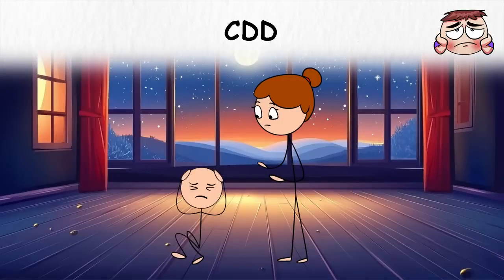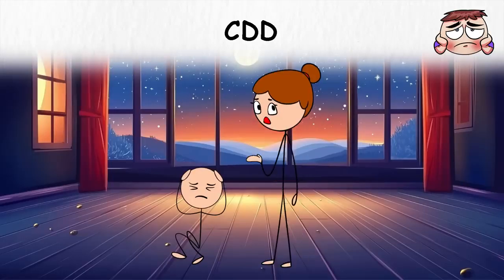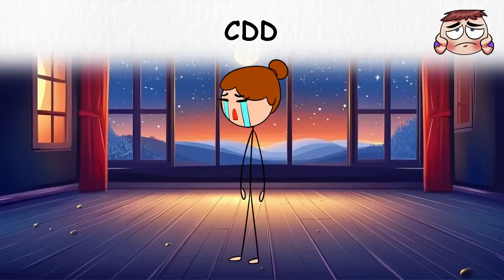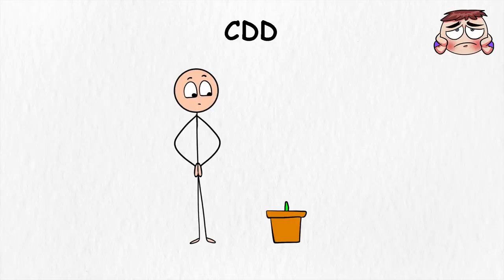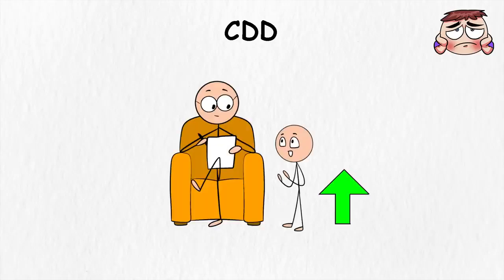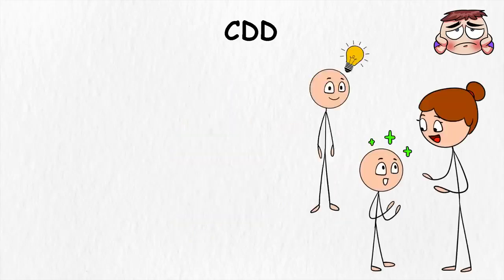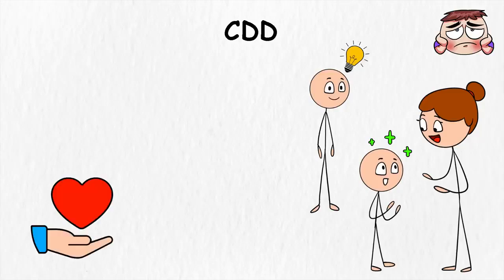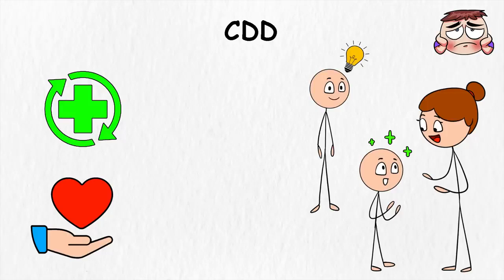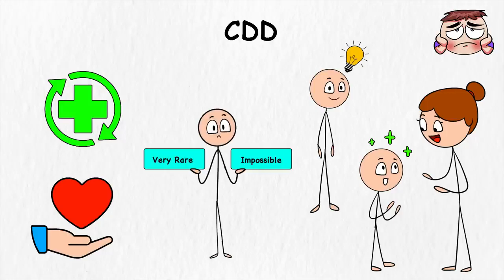Watching a child with CDD lose their abilities is often described by parents as feeling like their child has disappeared. It's a profoundly traumatic experience. It's not subtle. It's like watching a vibrant, growing plant suddenly wither overnight. Some children do make progress with intensive therapy. They might regain some communication skills or learn coping strategies. But most will require lifelong support and care. Full recovery, sadly, is very rare to impossible.